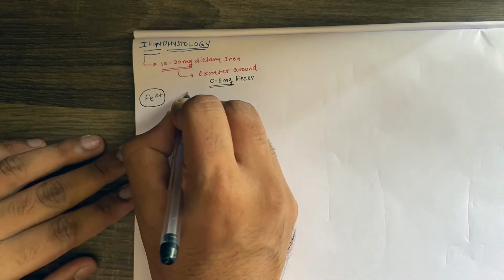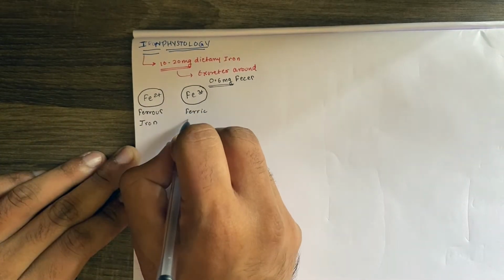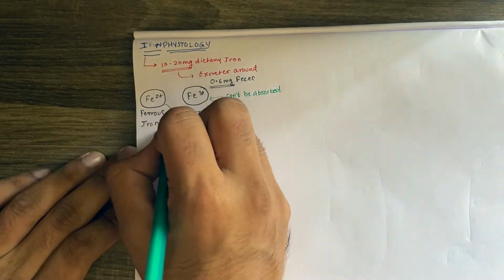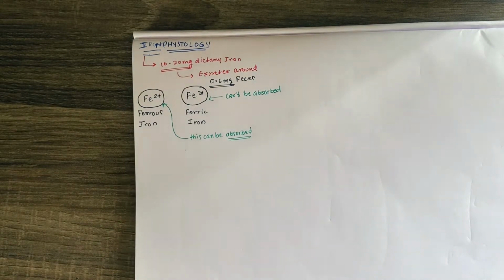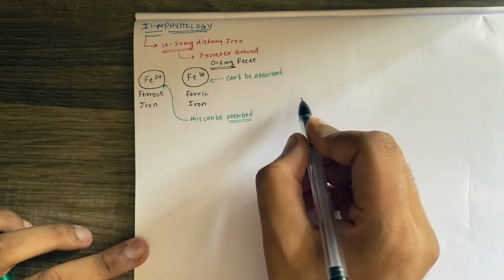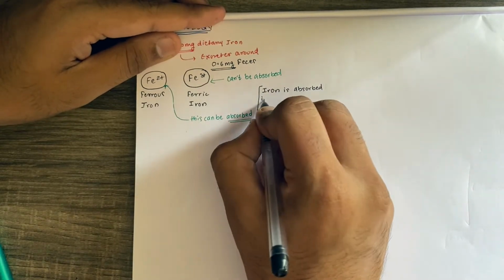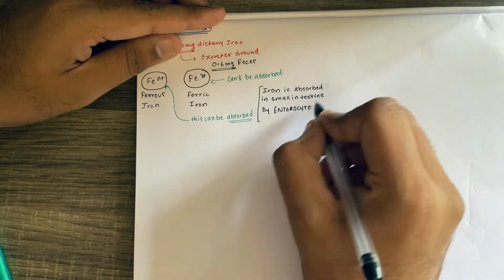Iron can either be in Fe2 form, which is ferrous iron, or Fe3, which is ferric iron. Ferrous iron can be absorbed, and ferric iron can't be absorbed. What happens is, if ferric iron gets into our body, it is absorbed in the enterocytes of the small intestine.